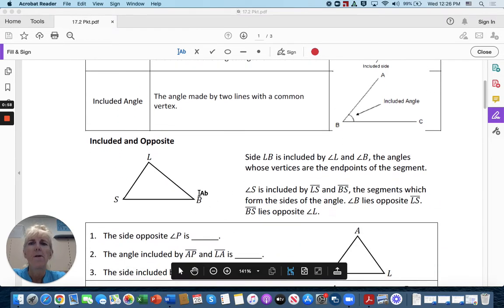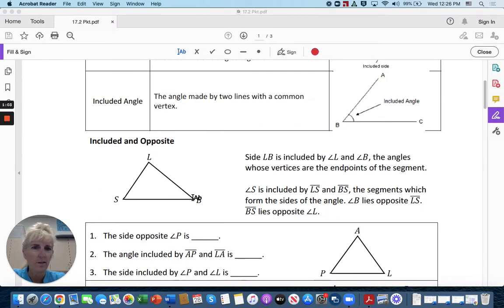Okay. Included and opposite. Side LB is included by angle L and angle B, the angles whose vertices are the endpoints of the segment. Angle S is included by LS and BS, the segments which form the sides of the angle. B lies opposite LS, so LS is opposite angle B. BS lies opposite angle L. So right here, BS is opposite angle L.